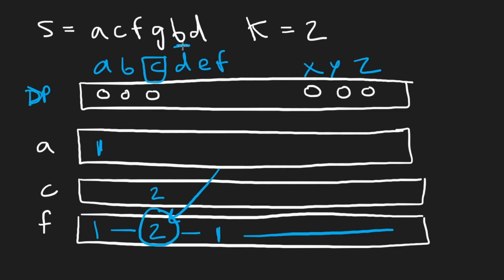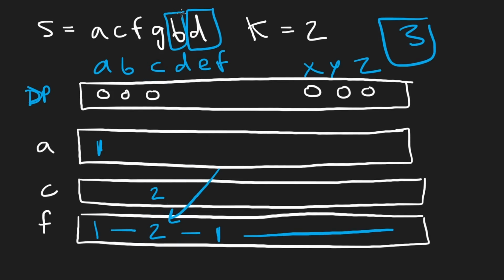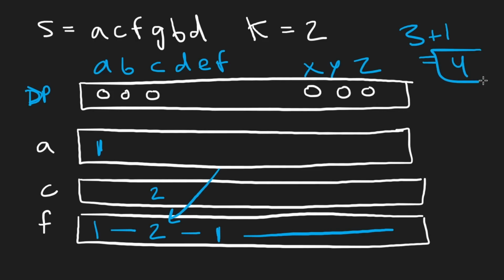C and B have an absolute difference less than or equal to 2. Therefore, we add 1 to the 2, and then we get a 3. Lastly, when we get to D, we'd look up and we'd see B has the value 3. When B is the previous character, when it's the last character in a string, the length of that string is 3. And we also know that B and D have an absolute difference less than or equal to 2. Therefore, we'd add 1 to the 3, and we'd get 4. 4 is going to be the result.